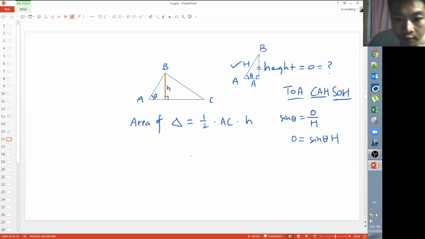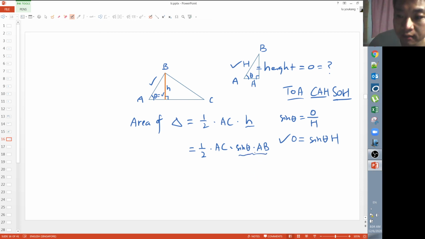So with the concept of SOH CAH TOA, I can actually make use of this. Half times AC, and since my H is not known, but theta is known and AB is known, I can find out my H, which is given by this. So the capital H here is actually your AB. So what it means is, the height of the triangle here is given by sine theta times AB.